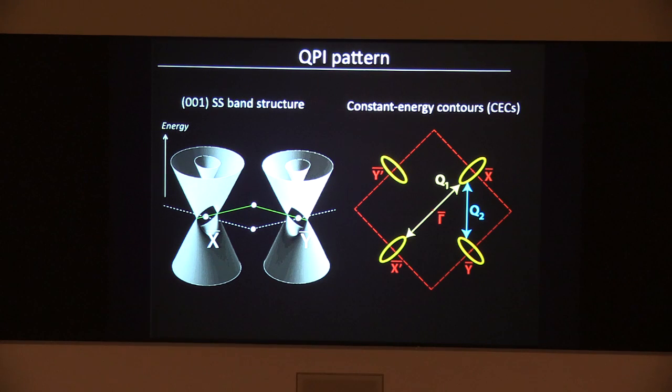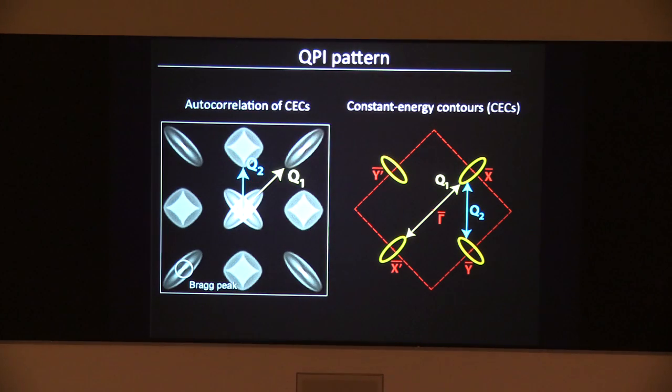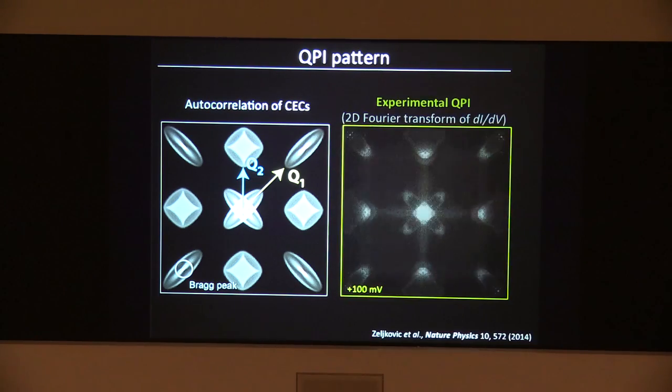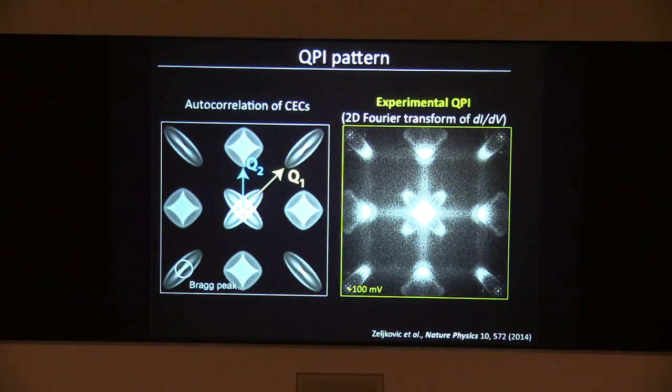And like I told you before, you can actually sort of guess what you should expect simply by taking an autocorrelation of the constant energy contour, of the Fermi surface. So this is an autocorrelation of this, and here's what our data look like. Okay, so you can see that we can capture much of the Fermi surface in our data.